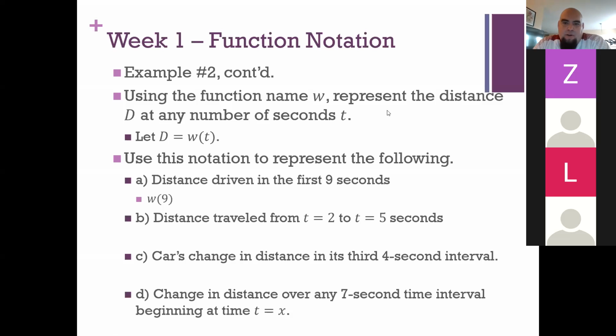Good. So we want to represent the change in something. You definitely want to subtract the initial from the final. So yes, W of 5 minus W of 2. Next, the car's change in distance in its third 4-second interval.